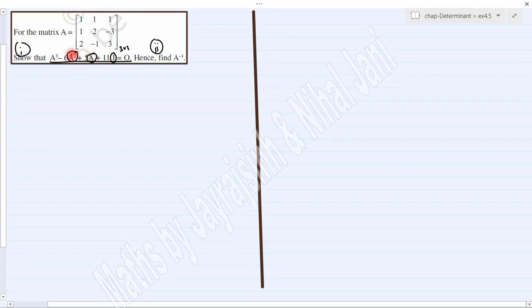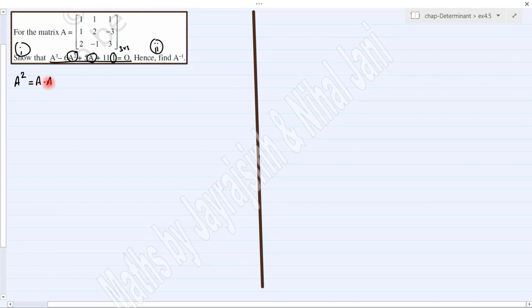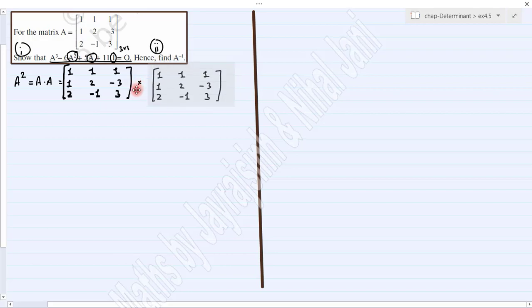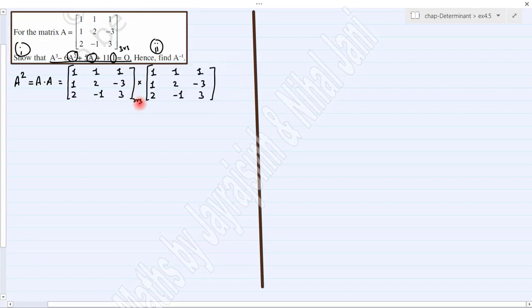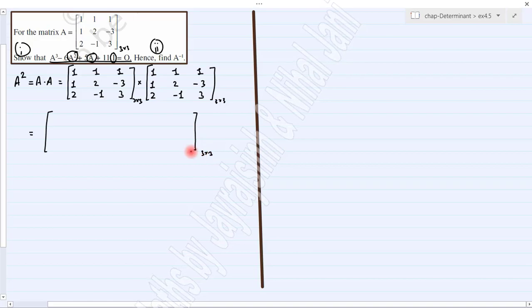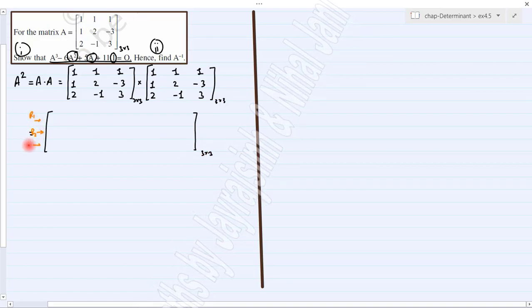So let's try to get A square, which is A into A. So let's write down matrix A and multiply with itself. We know that both matrices have order 3 cross 3. So your resultant matrix will also have order of 3 cross 3. That means we will have 3 rows and 3 columns.